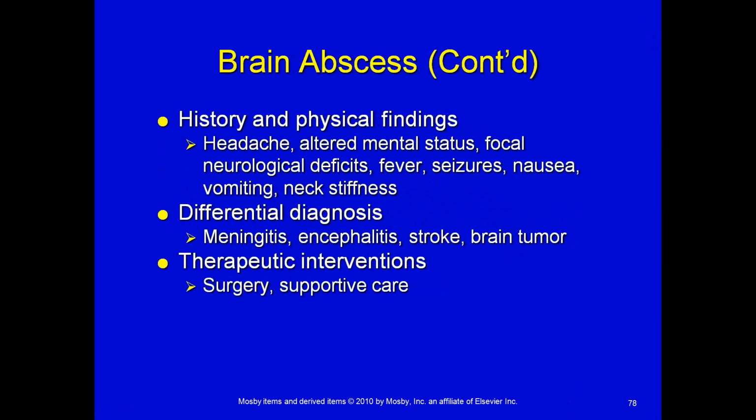Your history and physical findings, because of the mass effect, are going to include headache, altered mental status, focal neurologic deficits, in other words, on one side of the body. They may have a fever, seizures, nausea, vomiting. Certainly if the meninges are inflamed, nuchal rigidity, or the inability to touch their neck to their chin. Some differential diagnoses that come to mind when you're thinking about brain abscess: it's going to look a lot like meningitis, encephalitis, a stroke, or brain tumor. And therapeutic interventions include supportive care on our part and getting them to a neurosurgeon so the abscess can be evacuated.